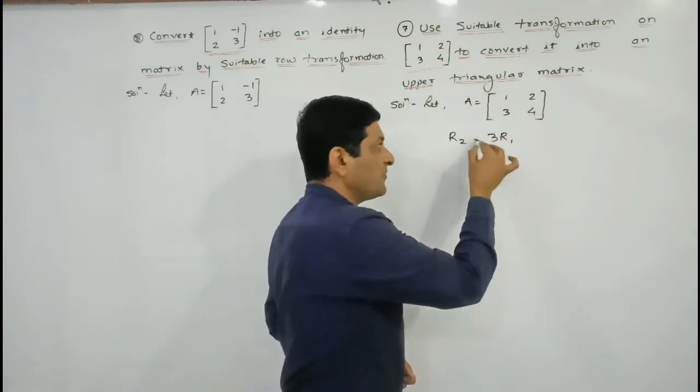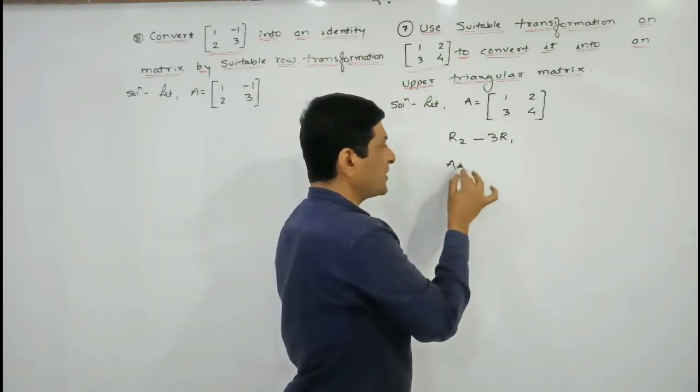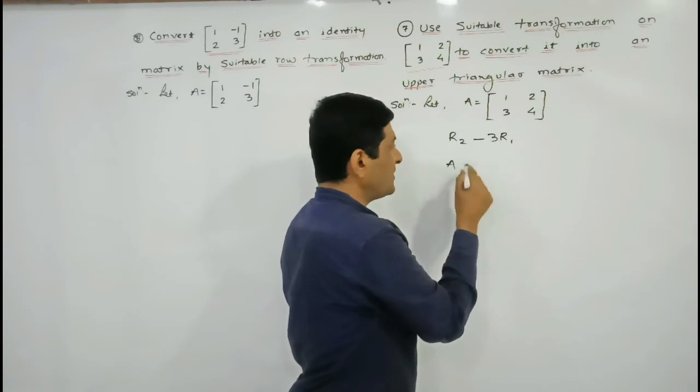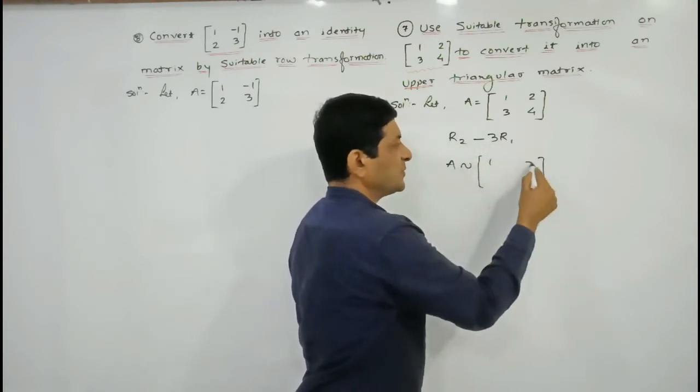And if we are taking the difference, then 3 minus 3 will become what? 0. So let us perform this operation on the elements of R2. Since the operation is on R2, keep the elements of R1 as they are, 1 2 as it is.